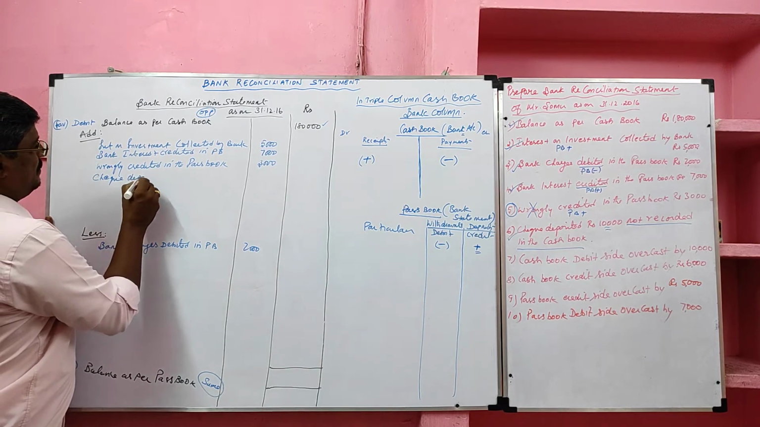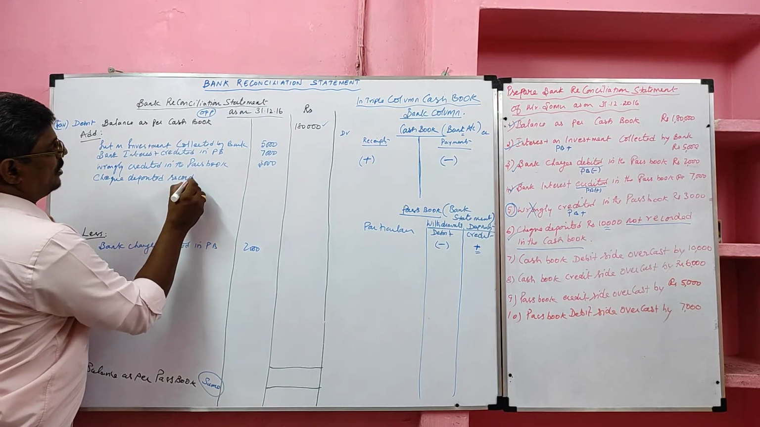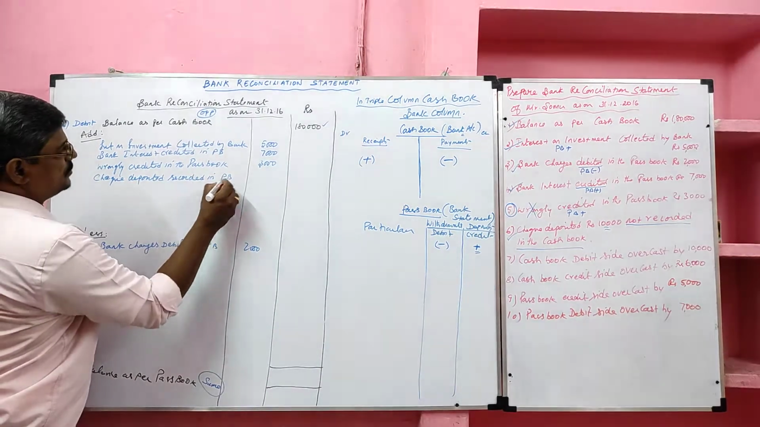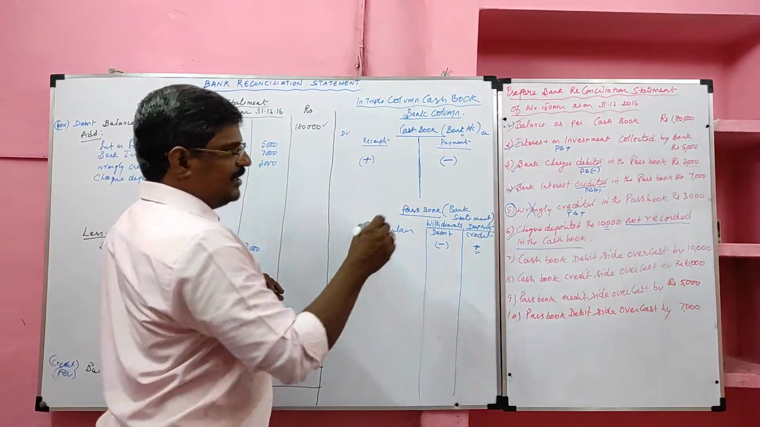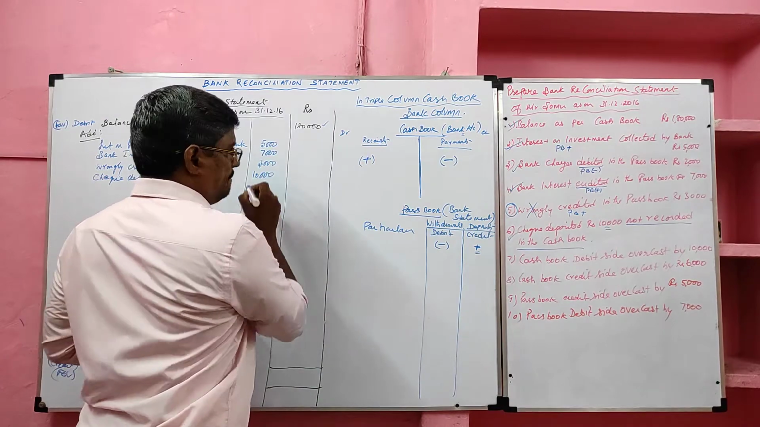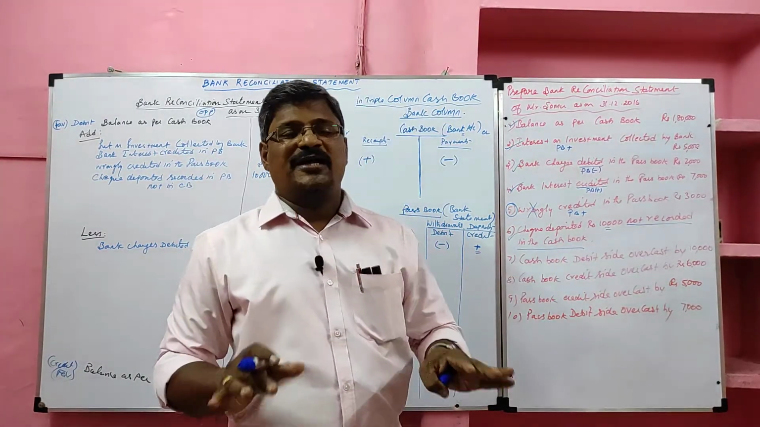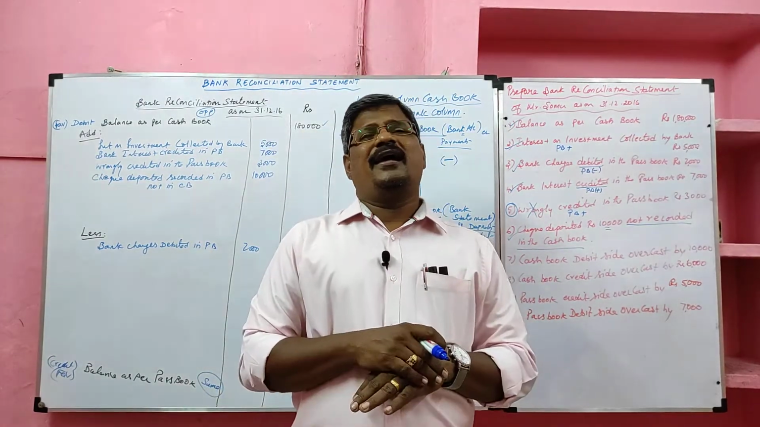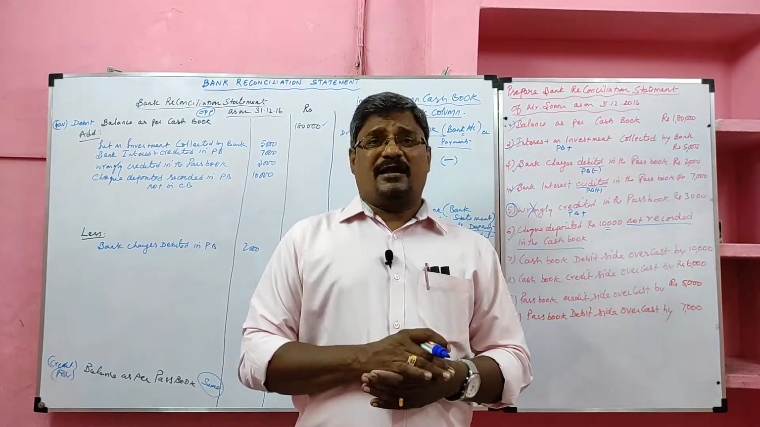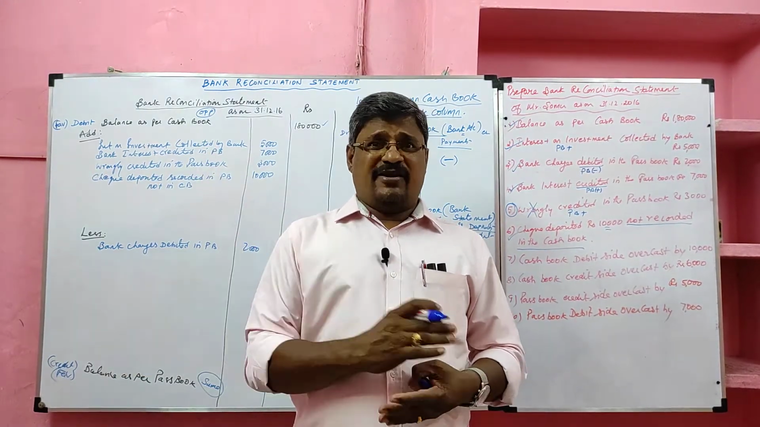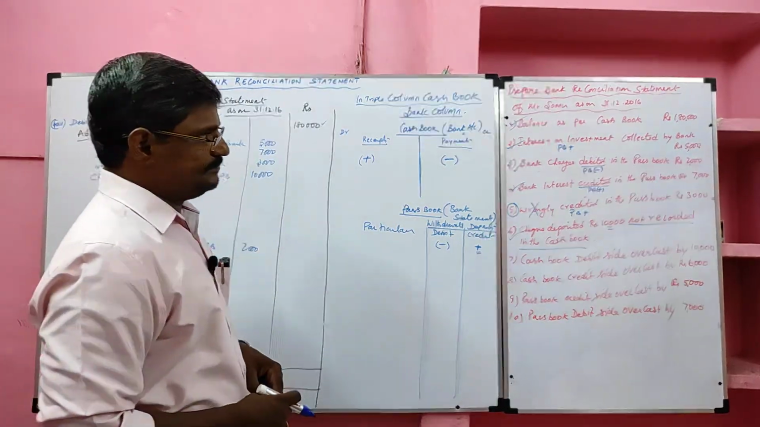Check deposited, recorded in passbook, not in cash book. How much? 10,000. Once again, check deposited rupees 10,000 not recorded in the cash book. So where was it recorded? It was recorded in the passbook. When we deposit check, what they did? They will add. So in passbook it was added. Now we have to do the same thing.